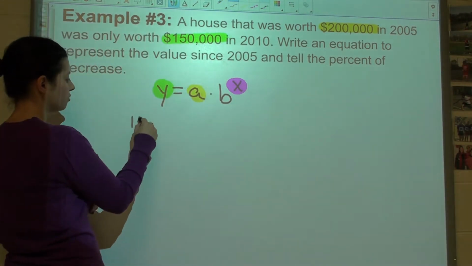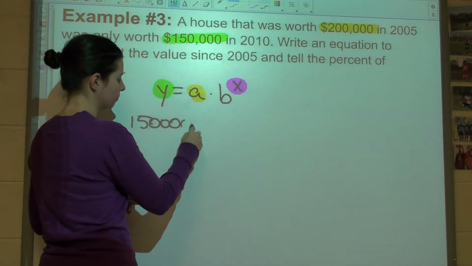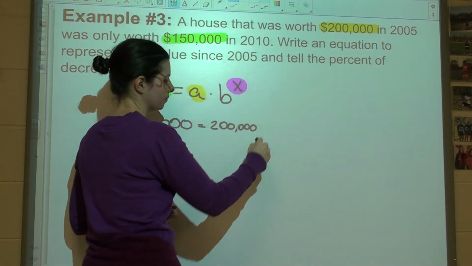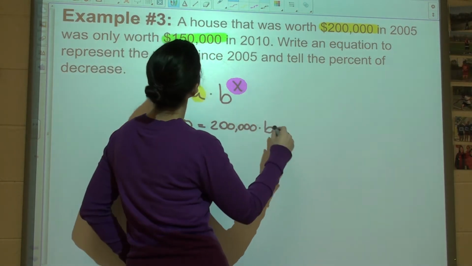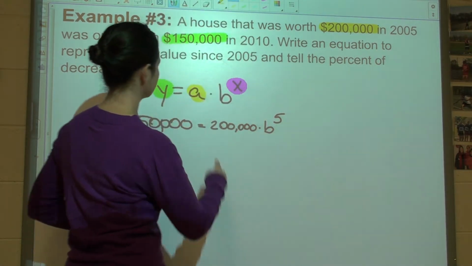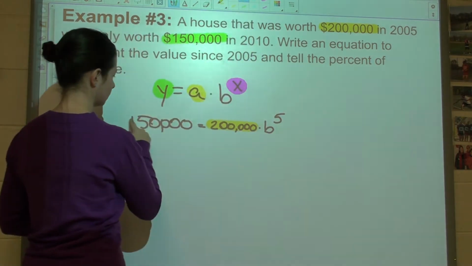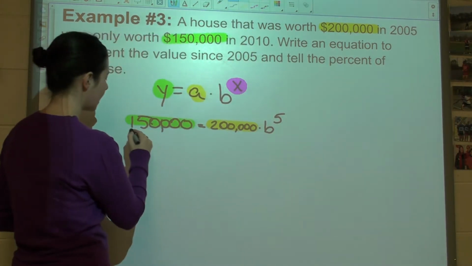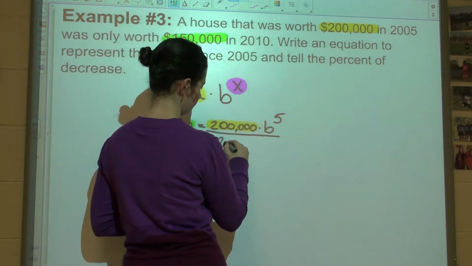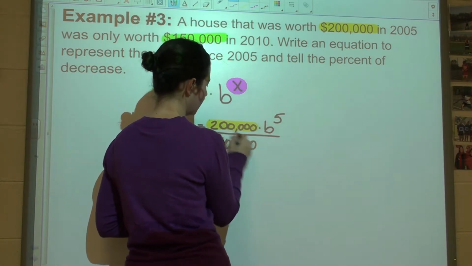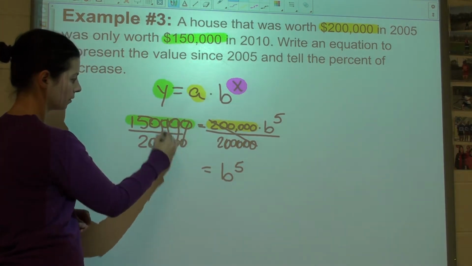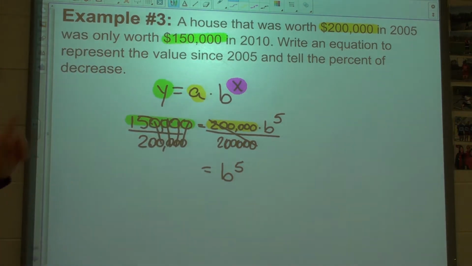So as I just said, we've got $150,000 right now. We started off at $200,000. And we've got b to the 5th power. So then I divide both sides by 200,000. So those cancel, leaving me with b to the 5th. When I cancel all those zeros, 15 divided by 20 is 0.75.